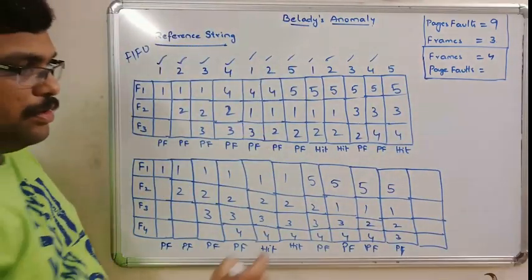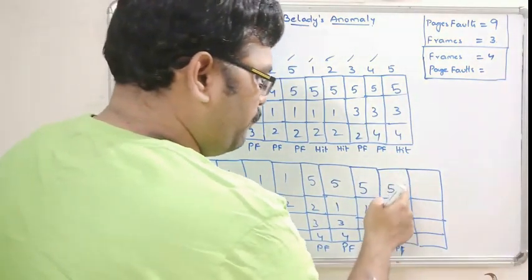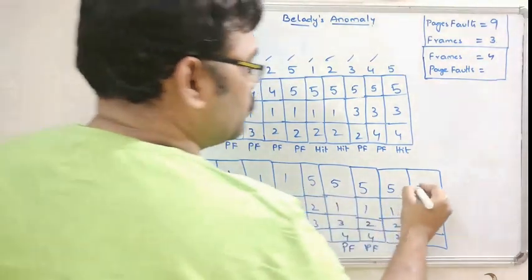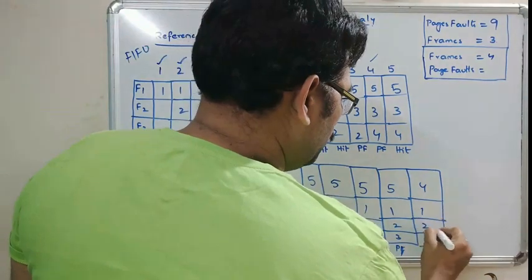Coming to 4, it is not available. So among 5, 1, 2, 3, which one comes first? The fifth one. So we get 4, 1, 2, 3.